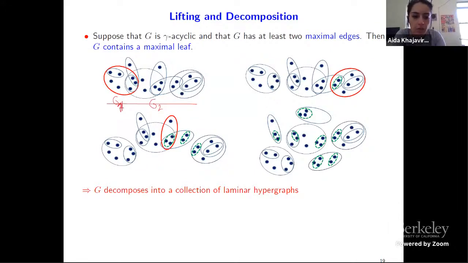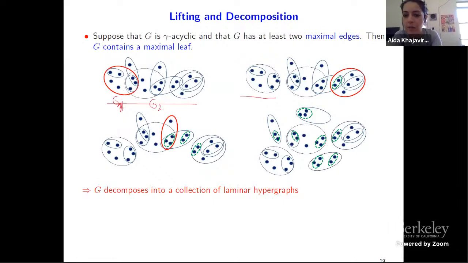Okay, so the other condition I need to check is that every edge in G1 that has nodes in G1, not in G2, either should include this guy or should be disjoint from it. Why is that satisfied? Because of one result that I told you: a subhypergraph of a gamma acyclic hypergraph is a laminar hypergraph. And indeed, this follows from the definition of laminarity. Okay, so I can do the decomposition.